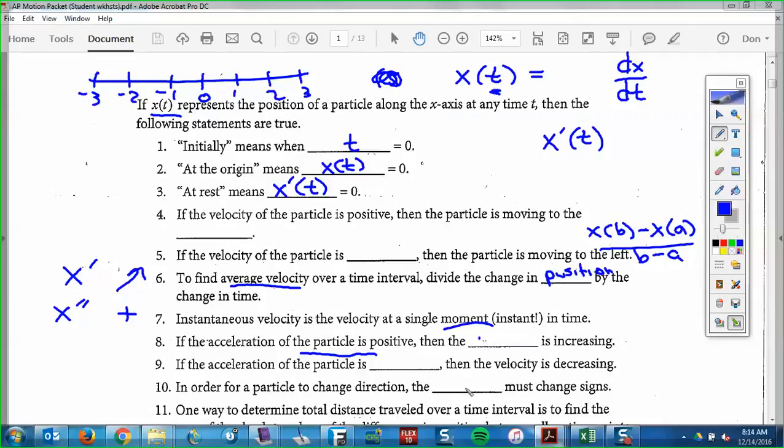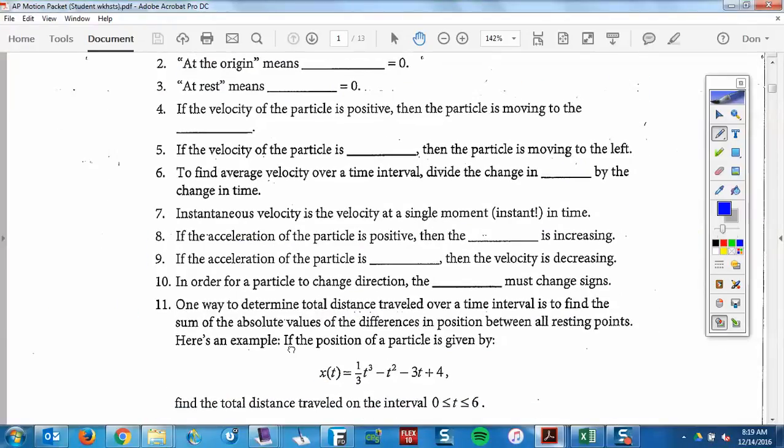In order for the particle to change direction, the velocity must change signs, right? It must go from positive to negative. Now, let's talk about a couple of things. Well, we can get to the speed part of it here in a minute.